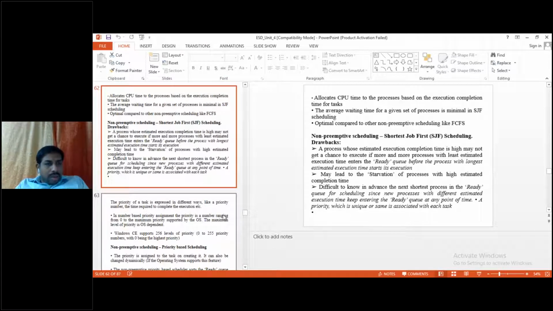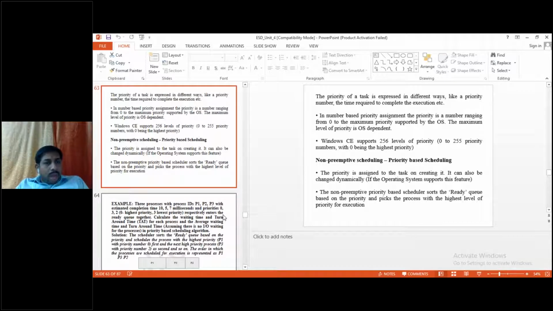A process whose execution time is high will not be given CPU time and will be kept at the end of the ready queue. That leads to starvation for a long time. This type of scheduling is done in Windows CE, which supports 256 levels of priority.